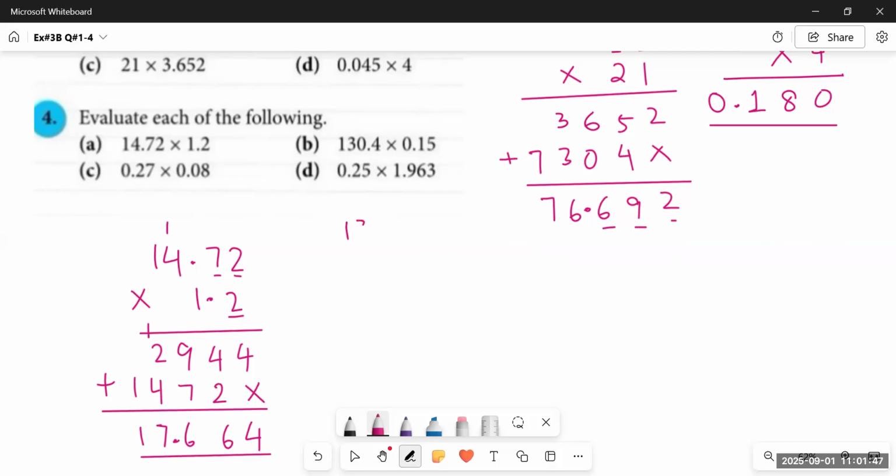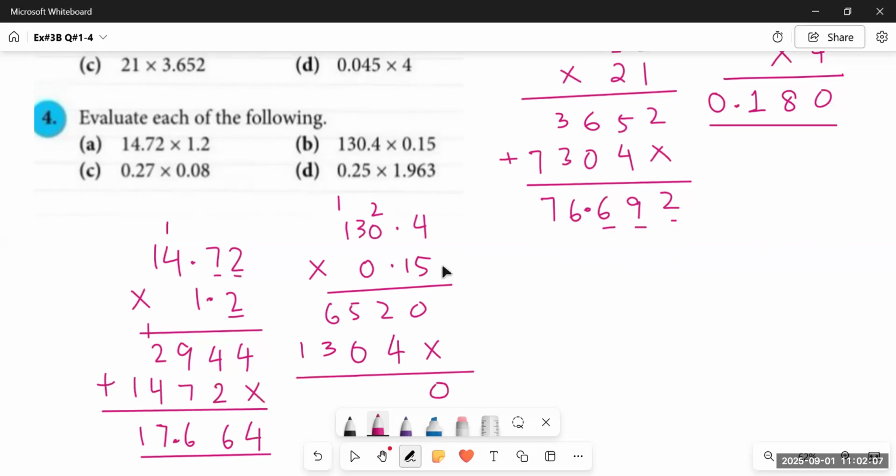Next, we have 130.4 into 0.15. So it's going to be 5 fours are 20. Here comes 2, 5 threes are 15, 5 ones are 5 plus 1, 6. Then 4 ones are 4, 0, 3, 1. Then we are going to add them. So it becomes 0, 6, 5, 9, 1. And since we have 3 decimal places again, we are going to put decimal between 9 and 5. It becomes 19.560. The next number would be 0.27 into 0.08.